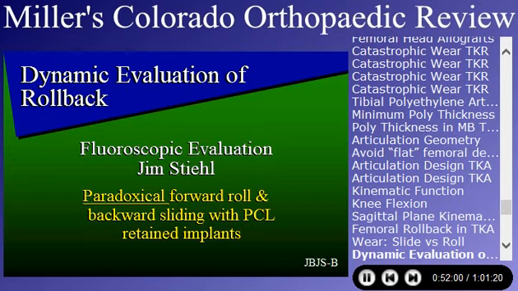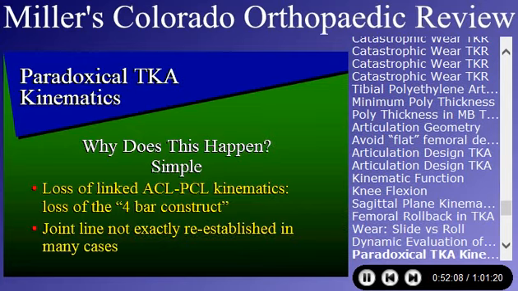Now, you still get rollback with a PCL retained without your ACL, but it slides back and forth. If you look at the fluoroscopic studies, the knee bends up a little bit and then slides forward. It bends and rolls back a little bit and slides back. So you have this paradoxical sliding motion. If you look at the fluoroscopic studies, it's very kinematically displeasing. There's more sliding than there is rolling, and that's one of the reasons for this catastrophic wear.